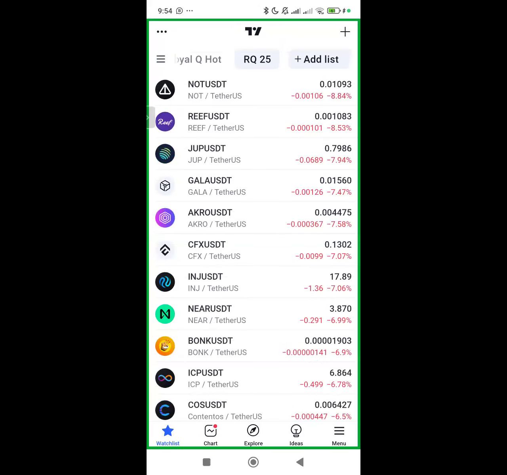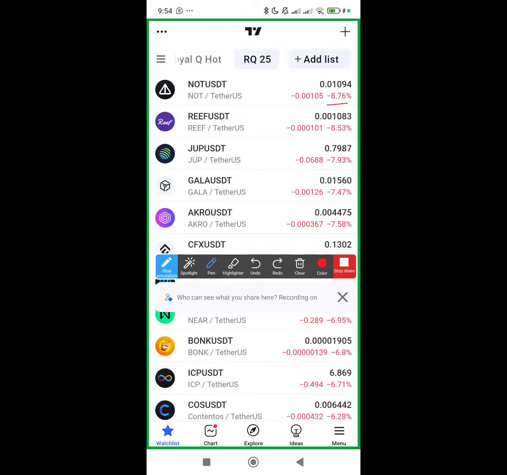Look at signals everywhere. Now you can see the first coin is NOT coin, and if you look at NOT coin, it is on -8.67%. Look at what I am saying. The numbers with the percentage icon are the right ones to focus on, not the first one. There are 2 numbers there, 2 digits there. The one with the percentage, you can see NOT is what?